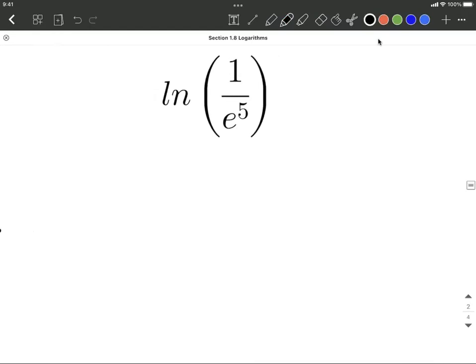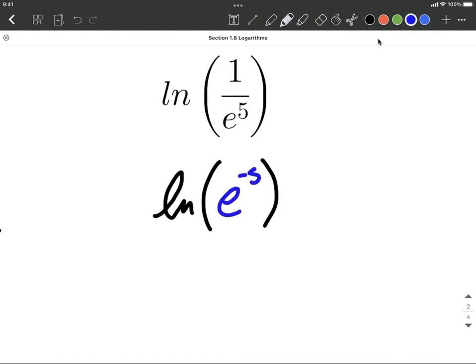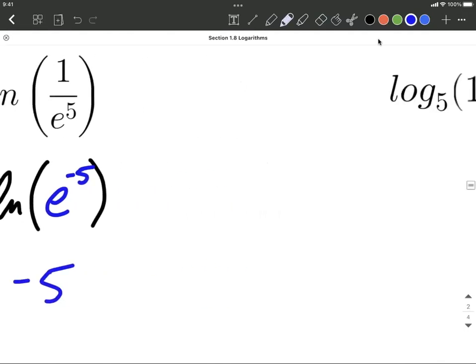We can do something pretty similar here with our natural log of 1 over e to the fifth power. I could rewrite that natural log, but instead I'm just going to leave it as a natural log this time. We've already seen that that means log base e. And again, we can take the e to the fifth power, move it up to the numerator, and make it a negative exponent. So our solution here is going to be negative 5.